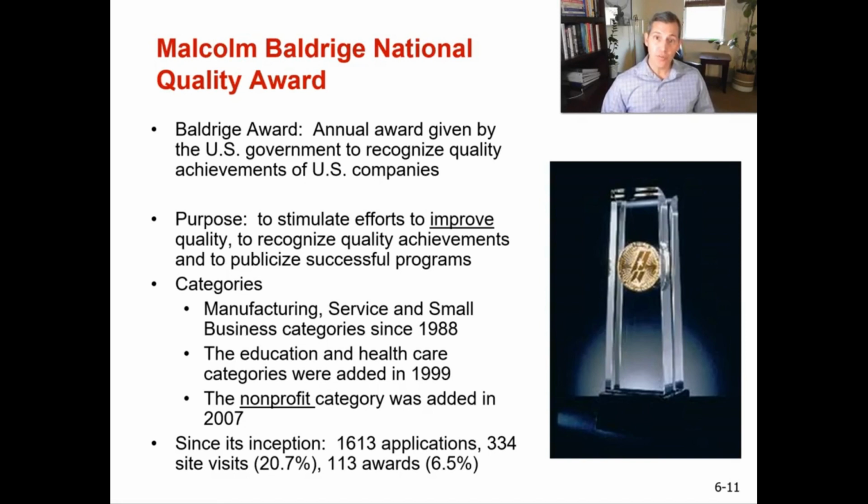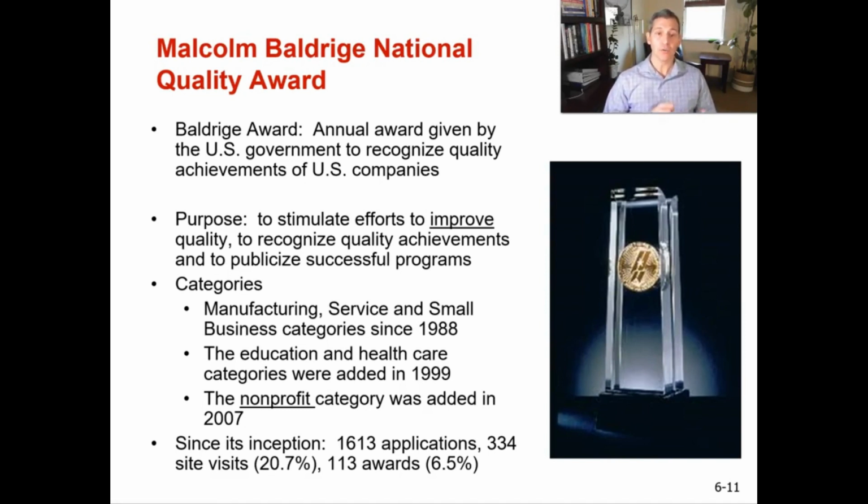The categories for the Baldridge Award are manufacturing, service, and small business. Those have been the categories that have been out there since 1988. The education and healthcare categories were added in 1999, and then the nonprofit category was added in 2007. Since its inception, there have been a ton of applications, over 1,600 applications. There's been 334 site visits and 113 awards. Now, some of these numbers are a little bit outdated, so those numbers are probably higher now.